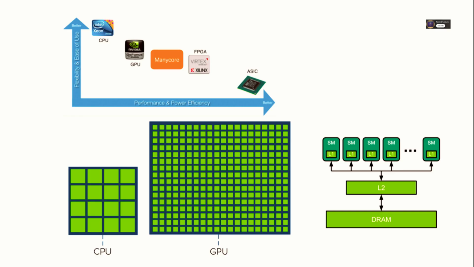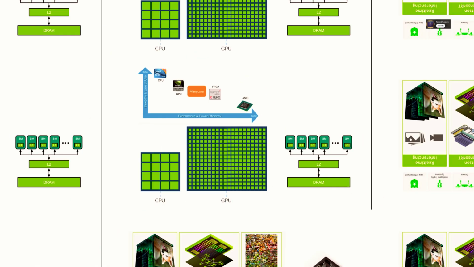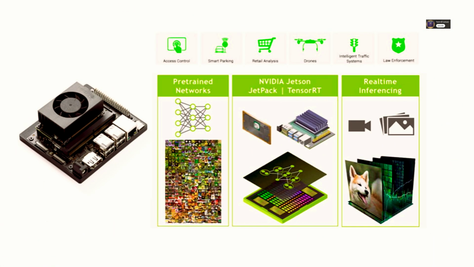Exactly that. It's the difference between having one really smart manager, that's the CPU, versus a whole factory floor packed with thousands of workers doing the same repetitive task very fast. That's the GPU. Good analogy. Like those NVIDIA Jetson boards you see in robots and drones doing real-time object detection. That's a classic embedded GPU example.